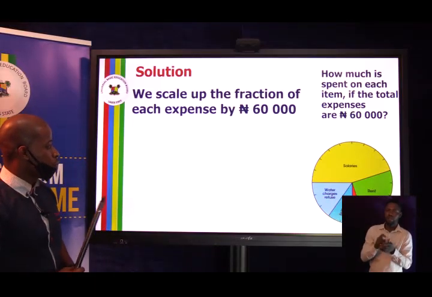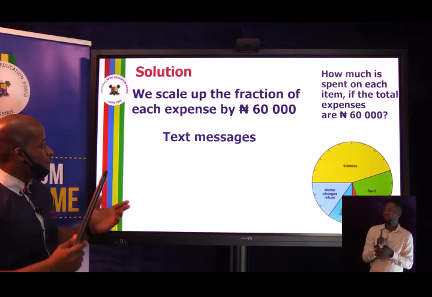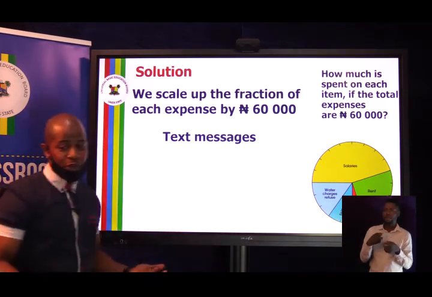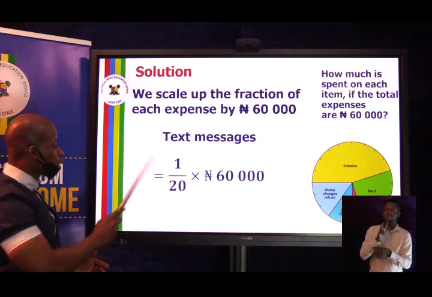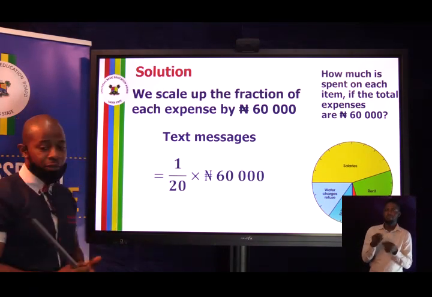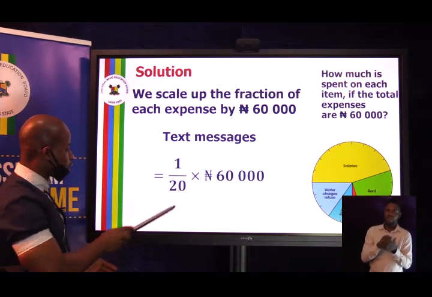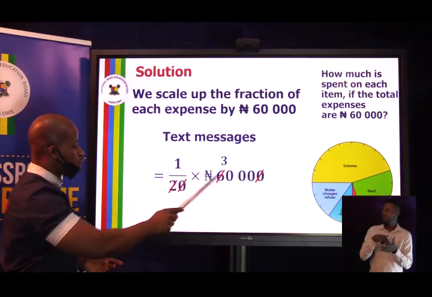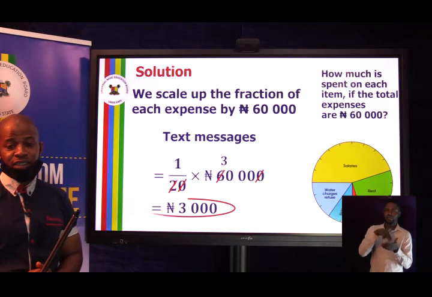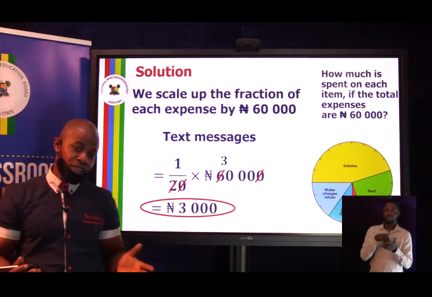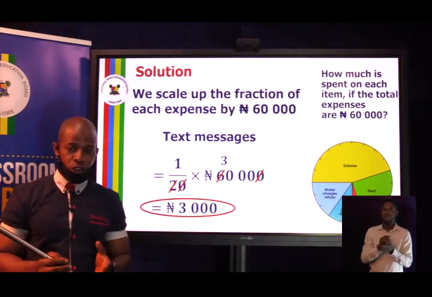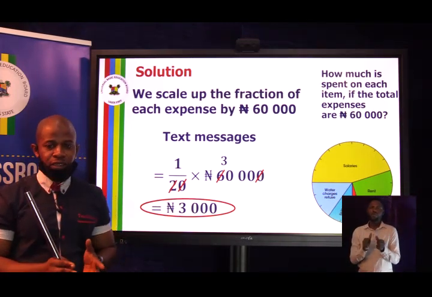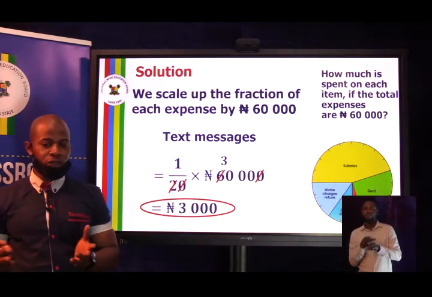Let's see the next one. How much for text messages? It's just 1 space, and that is just going to be 3,000. Let's see how it goes. 1 out of 20, then multiply by 60,000, and you will get 10 cancels 10. 2 goes in 6 3 times. 1 times 3,000. The final answer is 3,000, my friend. So it's as simple as that. All you have to do is take the fraction of each expense and multiply it by the total money.